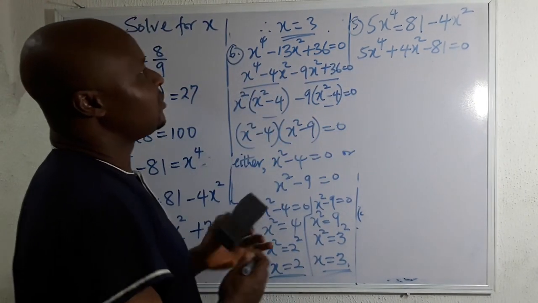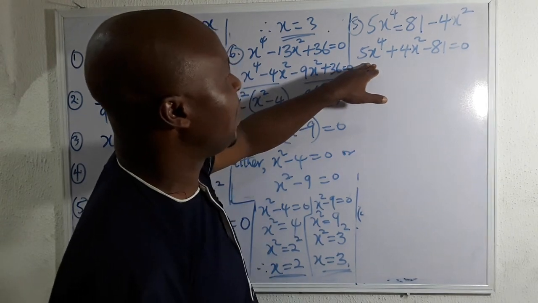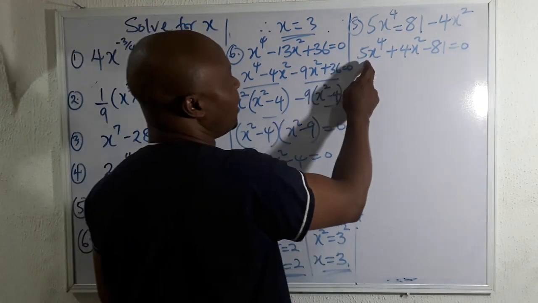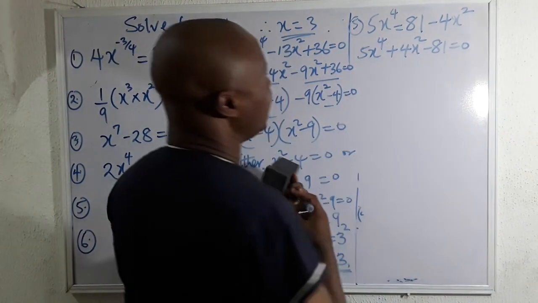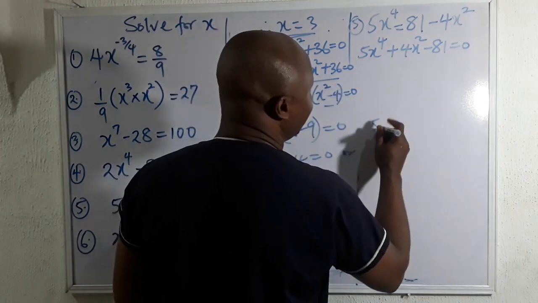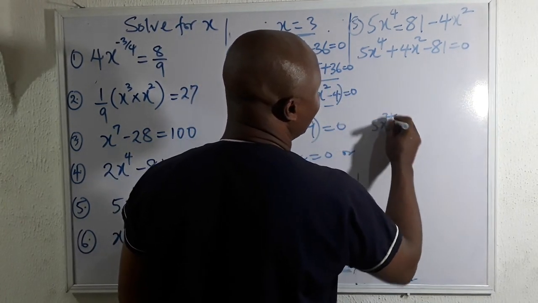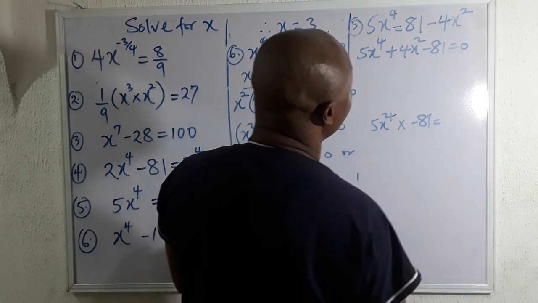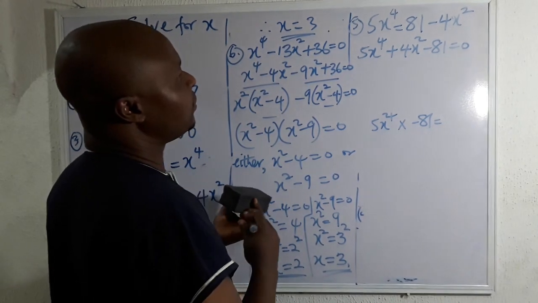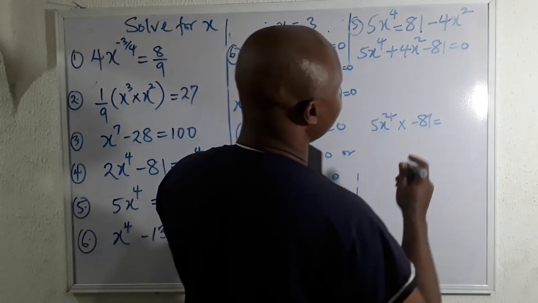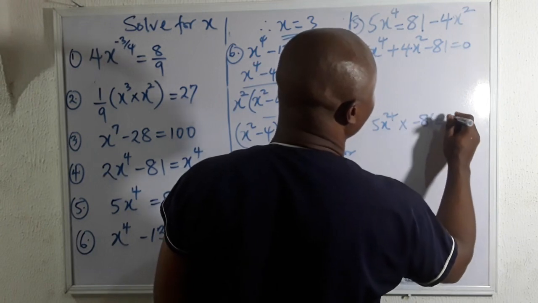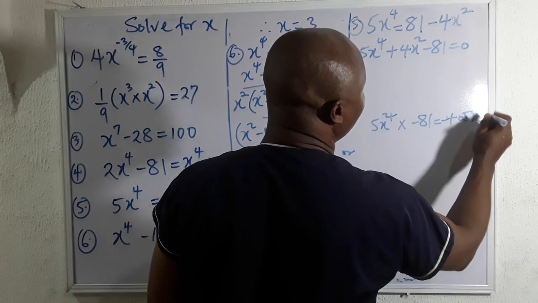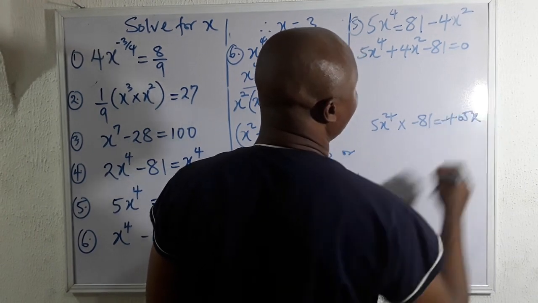So now, if you look at this, we are going to try to factorize this expression. How do we do that? We multiply the first term by the last term. So if you do that, you have 5x raised to power 4 times minus 81, and that will give us minus 405x raised to power 4.